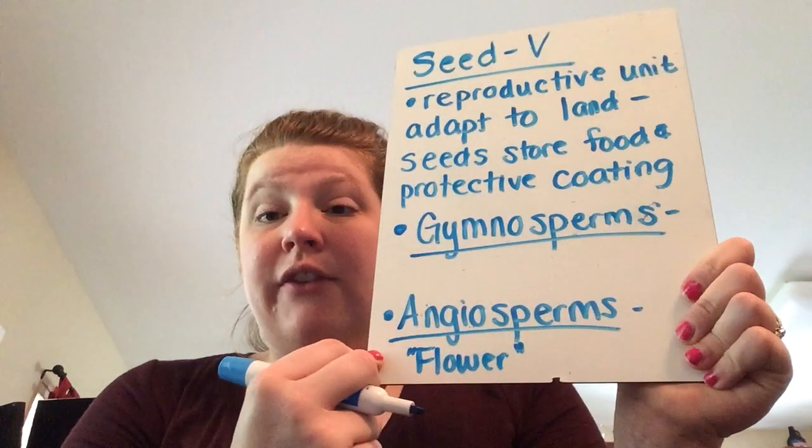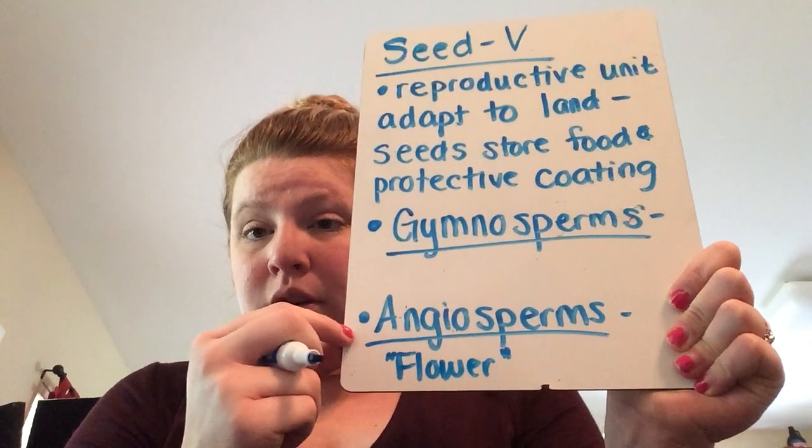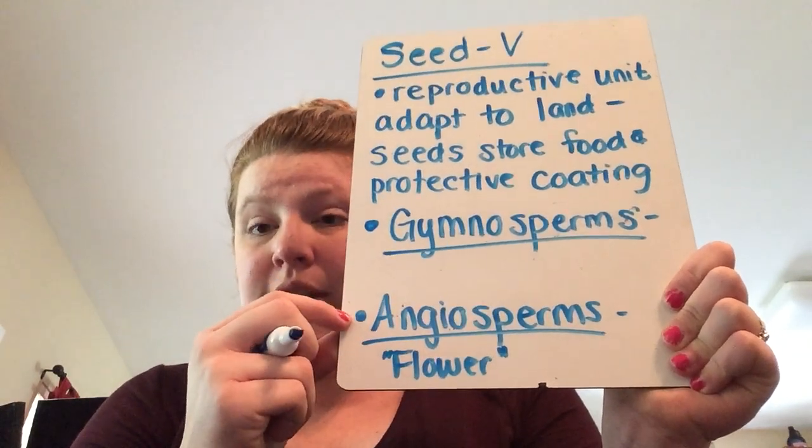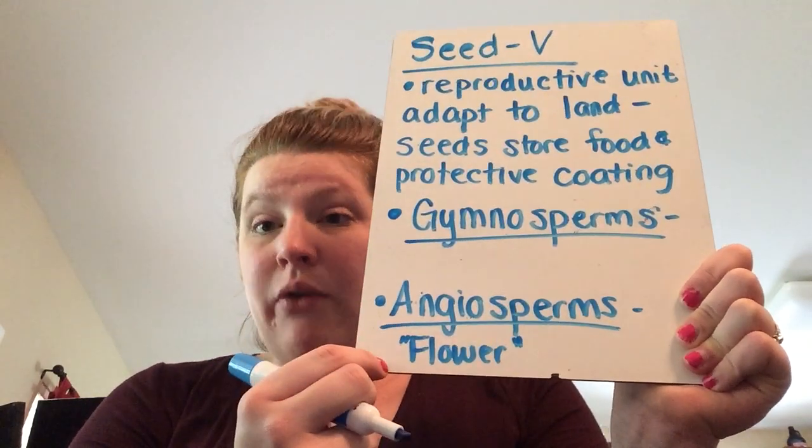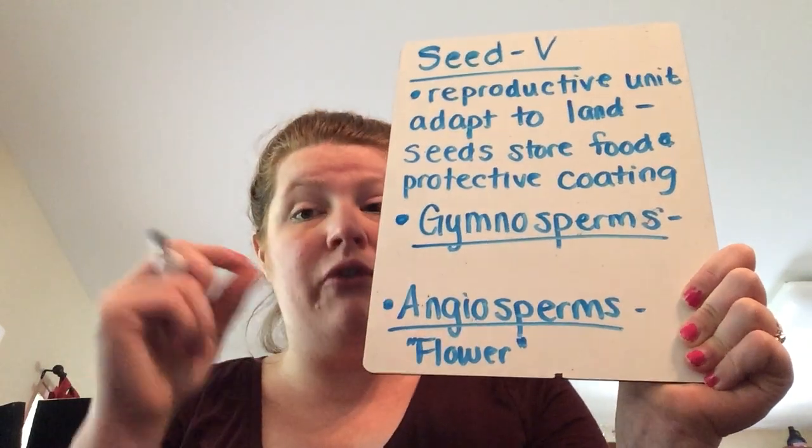And that's how you can tell the difference between what type of plant, vascular seed plant, it is. If it has a flower, so basically if it has a flower before it becomes a fruit, so seeds are in the fruit, then it's angiosperm. If there is no flower, then it's a gymnosperm, which means that the seeds for that plant are not in fruit.